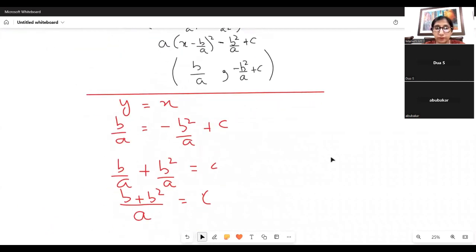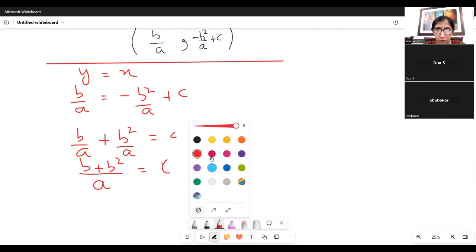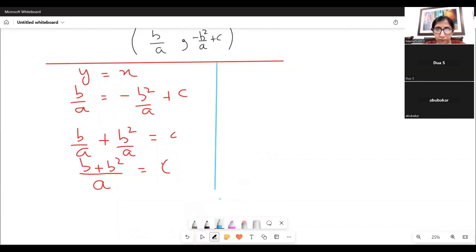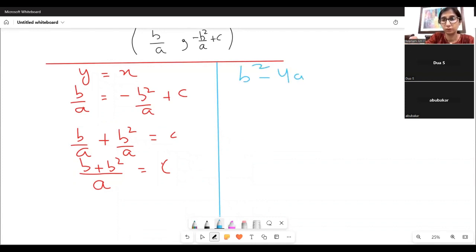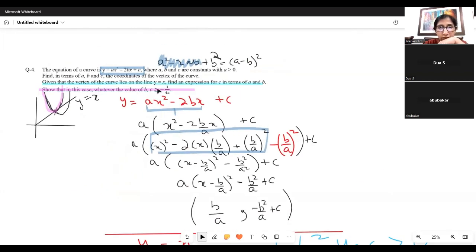Greater than or equal to. Yes, b square minus 4ac is greater than or equal to 0. This is it. So b square minus 4ac would be greater than or equal to 0. And one more hint for us is that they have also used greater than or equal to here, so we should also use greater than or equal to.